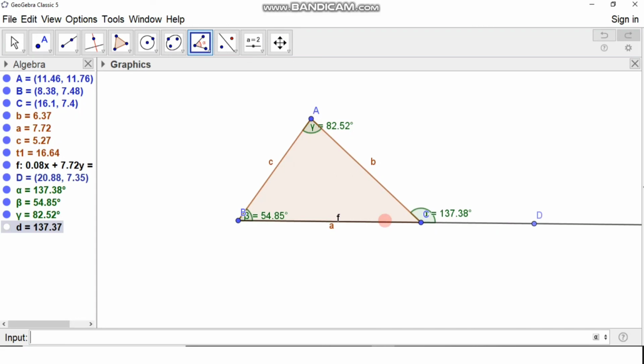This is how we can verify the theorem of remote interior angles of a triangle. That is, the measure of an exterior angle of a triangle is equal to the sum of its remote interior angles. I hope you understand this concept.